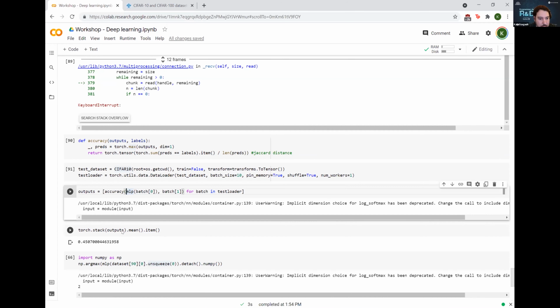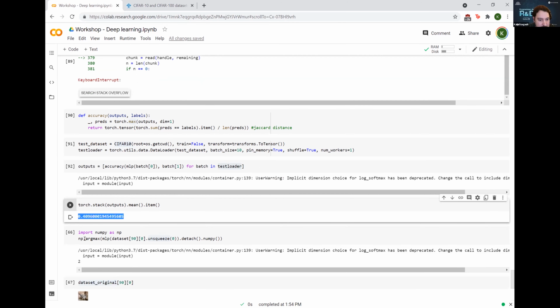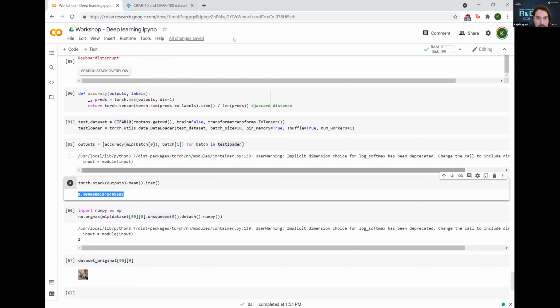All right, and now I calculated the accuracy for each batch in the test loader. And now I'm just going to be calculating the total mean of the accuracies. So we can see that this accuracy is not that good. It's 40%.